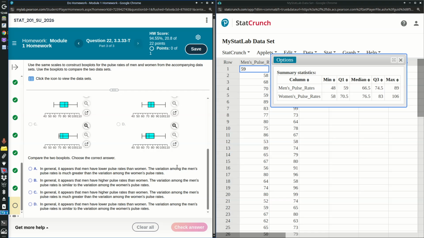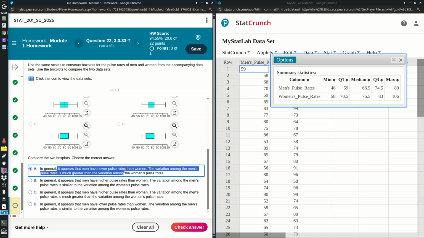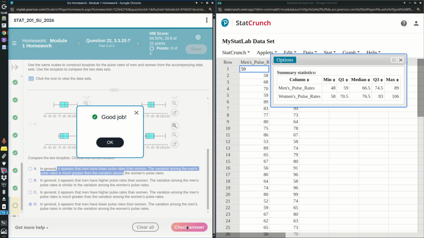Okay, so in general, it looks like the pulse rate of men is a bit lower. What about the variation? Did we compute the variation? We did, and let's see what the options are. So men have lower pulse rates. So it could be A, B is wrong, C is wrong. It could also be D. To me, it looks pretty similar. It just looks like women are skewed up by about 10 beats per second, so I would say D. Men have lower pulse rates, but they're pretty similar.